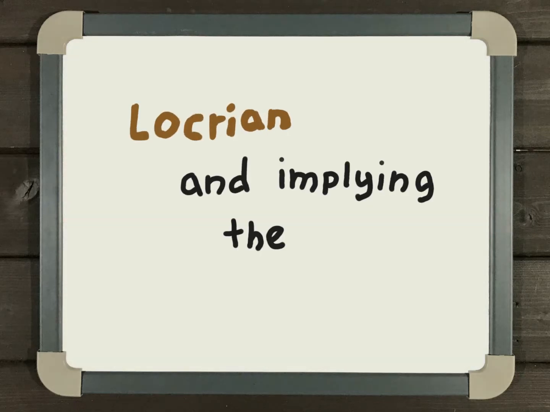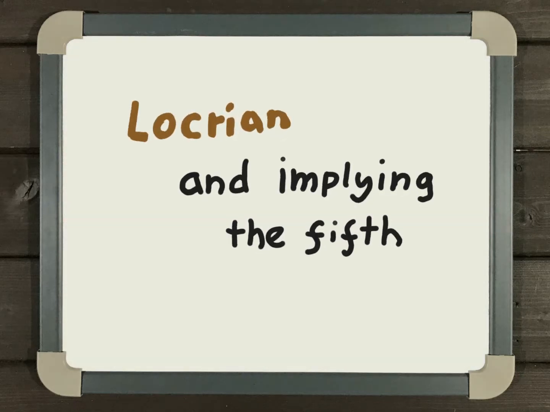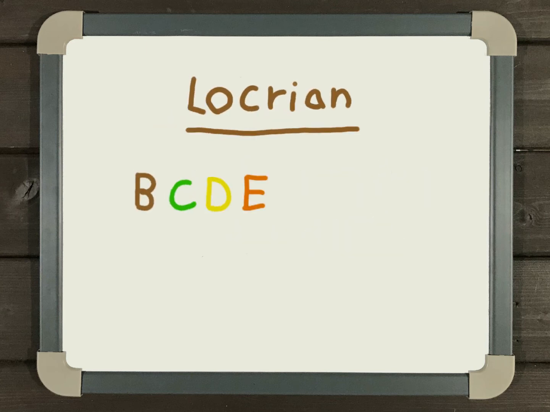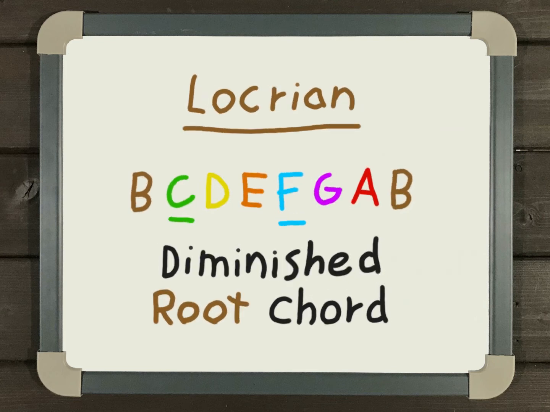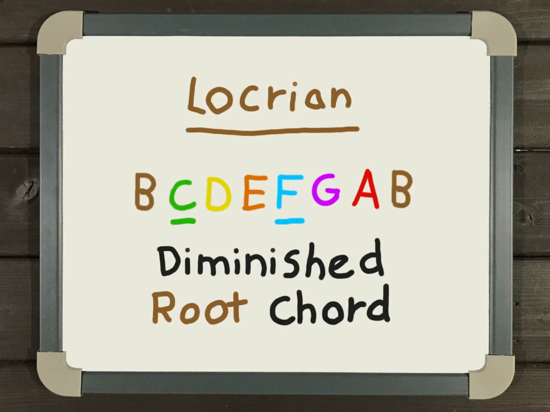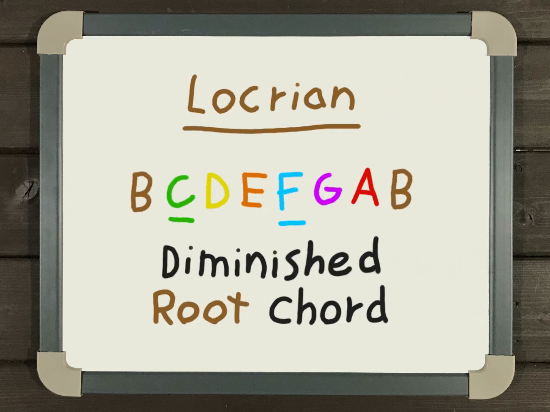Locrian and Implying the fifth. Our final mode is Locrian, a scale that often poses a challenge to songwriters, and it's not hard to see why. Locrian starts on a diminished chord, and therefore is hard to make sound pleasant to listeners without some work. Often musicians will reserve using Locrian for writing deliberately dissonant or unsettling music, but for this piece I wanted to try and make something more palatable, while still highlighting the elements that make Locrian Locrian.